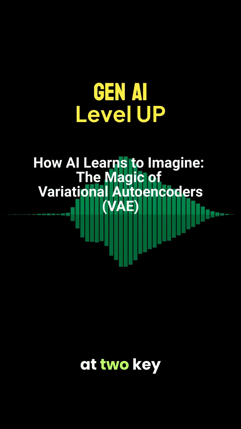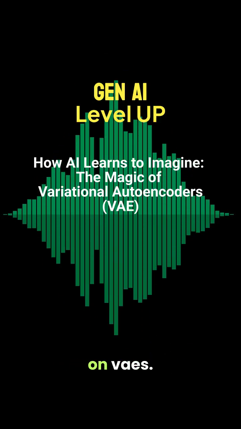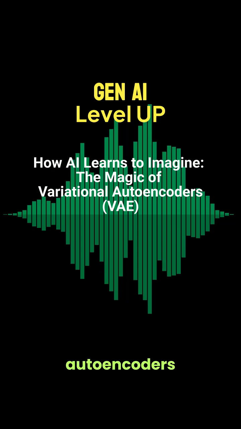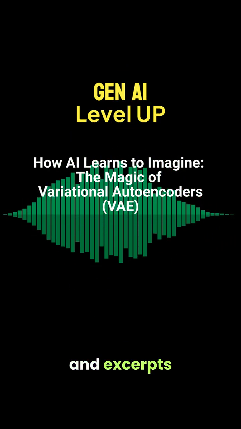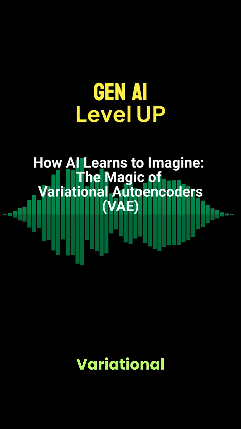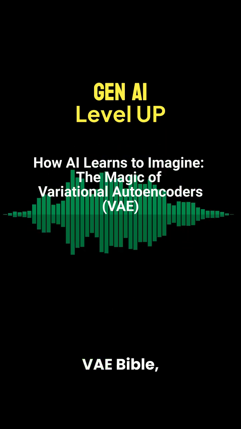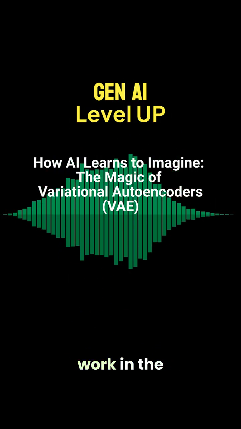We're actually going to be looking at two key sources today to get a handle on VAEs. Some excerpts from a research paper on denoising autoencoders, and excerpts from the book, An Introduction to Variational Autoencoders by Kingma and Welling. Kind of the VAE Bible, right? Absolutely. That's a seminal work in the field.